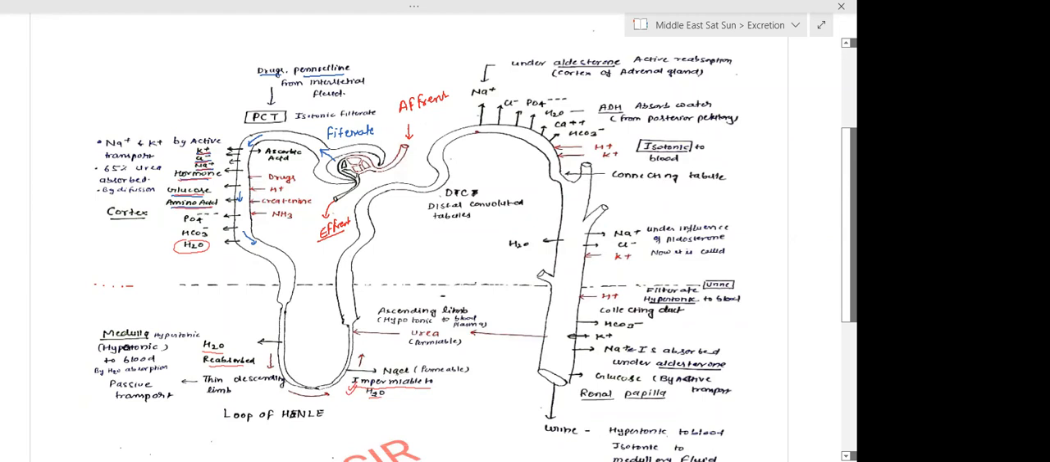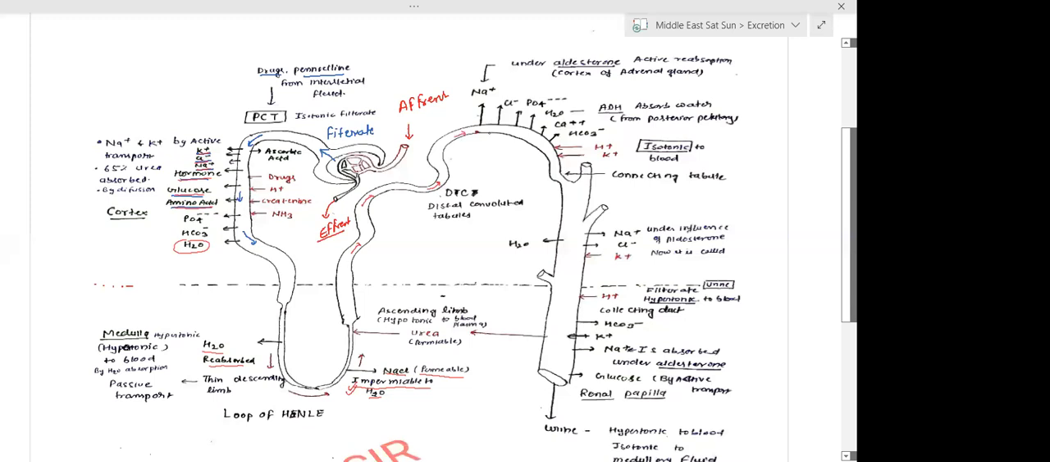Look, it is permeable to NaCl, but this is impermeable to water, right? Again, this is permeable to urea. The ascending limb is permeable to urea, it is permeable to NaCl, but it is impermeable to water, right? So again, the filtrate will come here. Now the filtrate will reach the DCT, that is the distal convoluted tubule. Distal means the part which is far away from the Bowman's capsule.